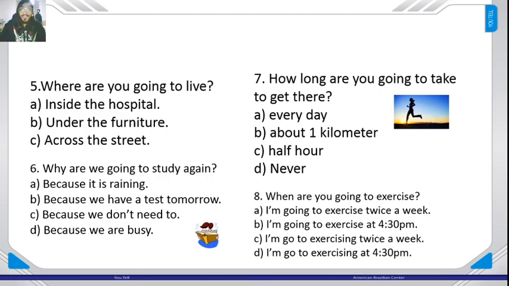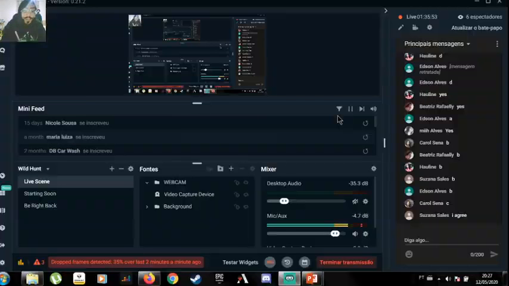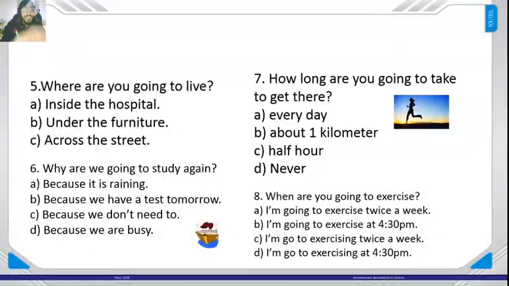What is live in Portuguese, guys? What is live? Live is morar, viver. So the question is, where are you going to live? Onde você vai viver? Onde você vai morar? So the correct answer would be letter C, guys. The only place we can live here is across the street.